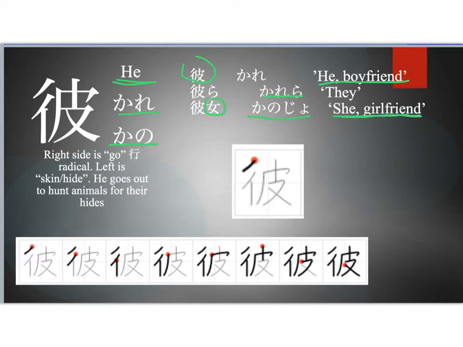So she also means girlfriend. The right side of this is the radical for go, and the left side is actually the radical for skin or hide. So this is sort of fitting. He goes out to hunt animals for their hides.